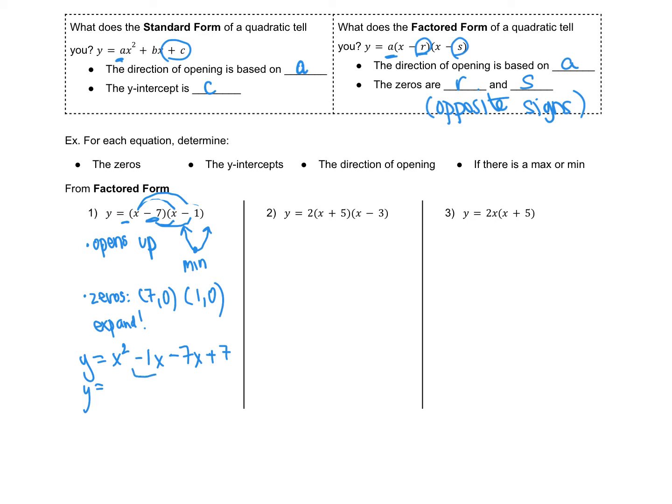And then we'll just collect our like terms. So negative 1 minus 7, that's negative 8x, and the plus 7 stays. And here's the y-intercept. So 0, 7.